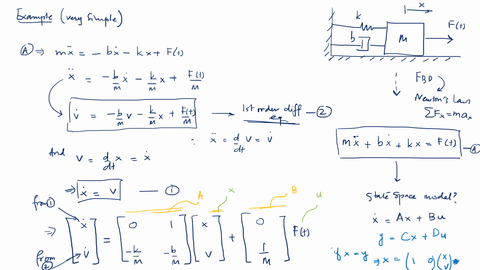Now, in this very simple, straightforward example, you can see that you've transformed the differential equation, and I'm going to use a highlighter over there. You have transformed this equation, which is the differential equation, into a state space equation.